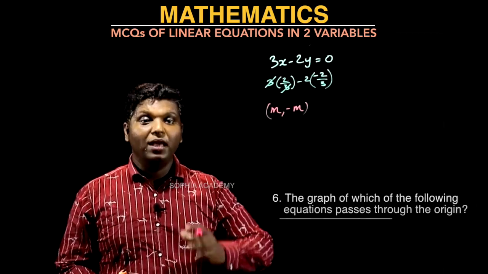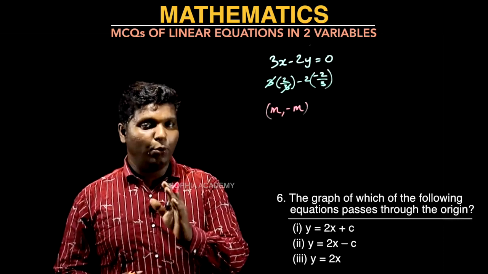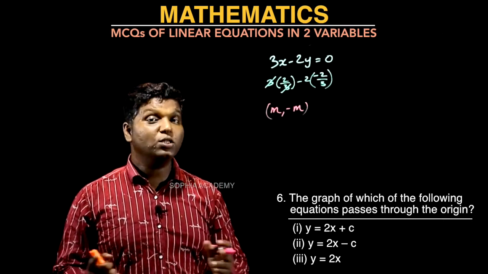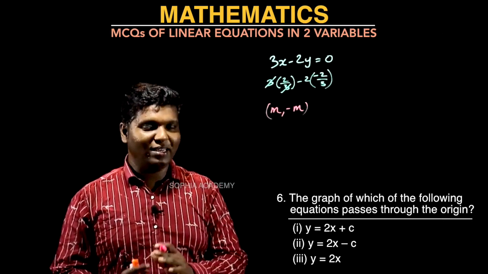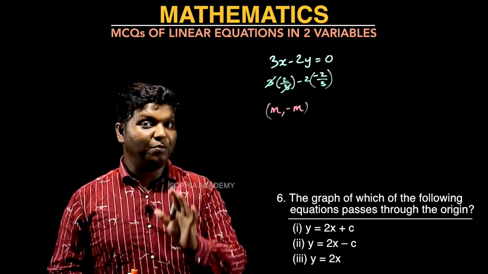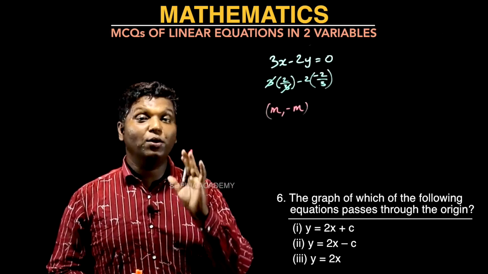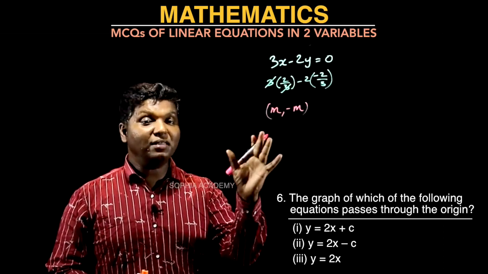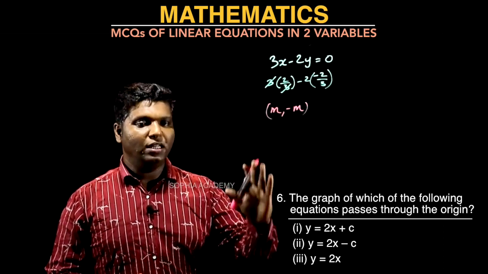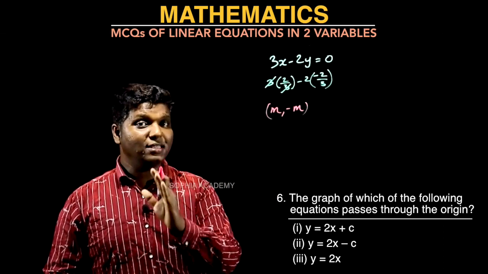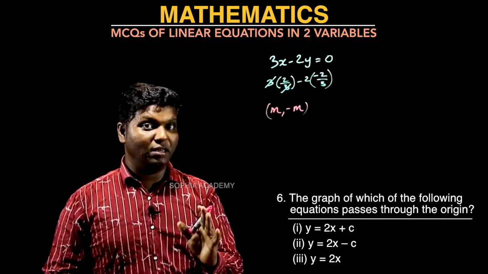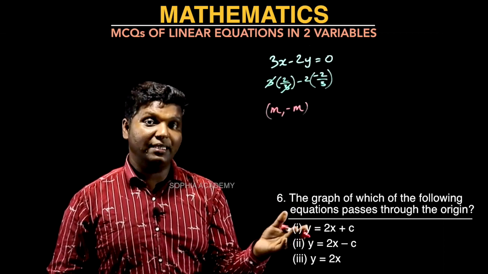Next question before you. The graph of which of the following equations passes through the origin? What is the origin? (0, 0), right? So here the options are given, and from these options you have to identify which one is passing through the origin. The first option before you, y is equal to 2x plus c. c is a constant number. y is equal to 2x plus c.